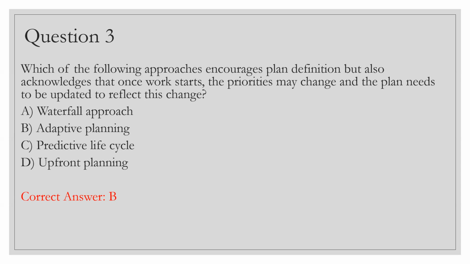Adaptive planning actually means that the plan needs to be modified, updated or adapted in the future. Waterfall is extremely strict. Waterfall means that your project scope, like scope, time, cost, is frozen in the beginning. Predictive is equivalent to waterfall. Predictive is not actually a PM standard; it's one of the life cycle approaches. Under predictive, you have got the waterfall. Upfront planning, there is nothing called upfront planning. So adaptive is the correct answer.